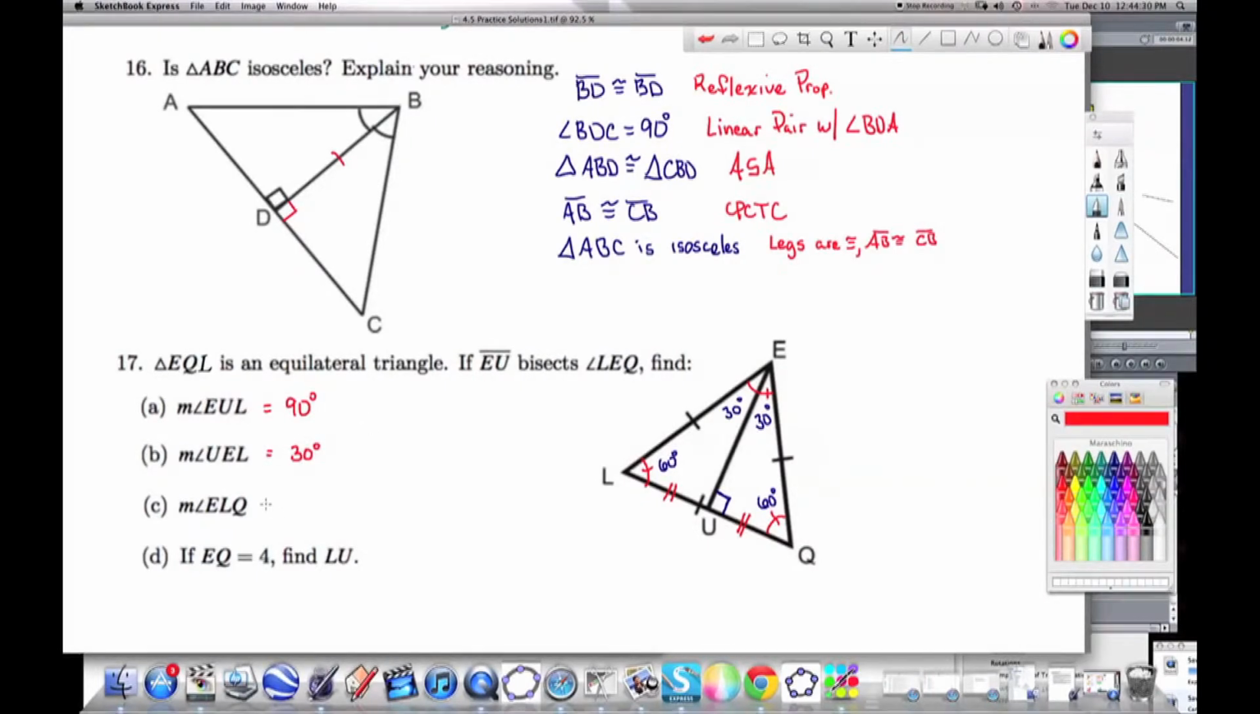There. And then now we can fill in the unknowns here. And we also know that EQ is 4, so therefore when that bisector comes down onto that side, it's going to cut it in half, so I get 2 and 2.